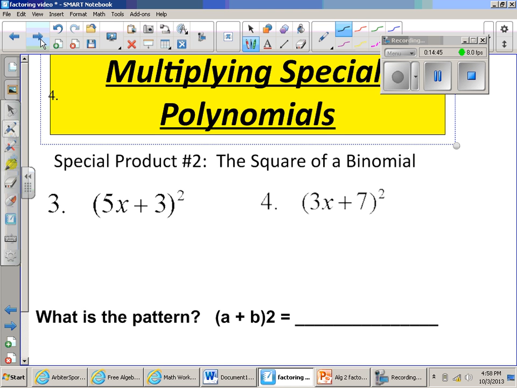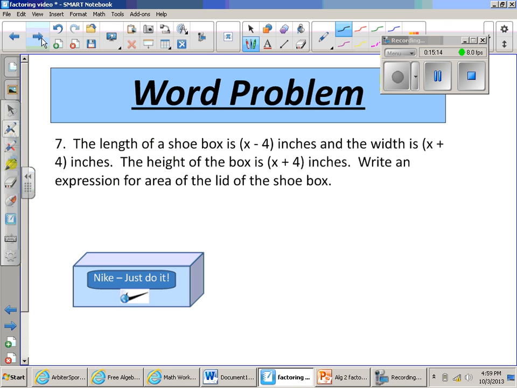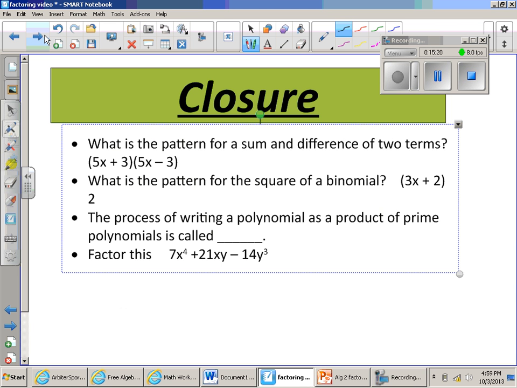Here, when we do a multiplying special polynomial, the square means we need to write it twice. Now it looks like the problems that we've been doing. You can work them out and see if there's a pattern. Try this word problem on your own and see if you can answer these problems for the closure.